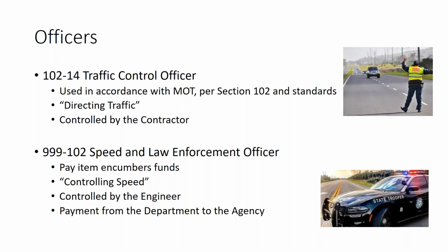Completely different from the traffic control officer is the 999-102 pay item for speed and law enforcement officer. The 999 item is used to encumber funds for use by the engineer in controlling speed. In the past, it was frequently used on limited access roadways, but it may be used in accordance with the CPAM by the engineer for other situations. But again, the pay item and the payment comes directly from the department to the agency, and the contractor is not involved in that pay item at all. So again, please ensure that you're using the correct officer for your needed situations.